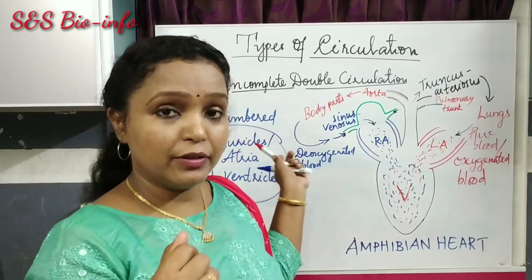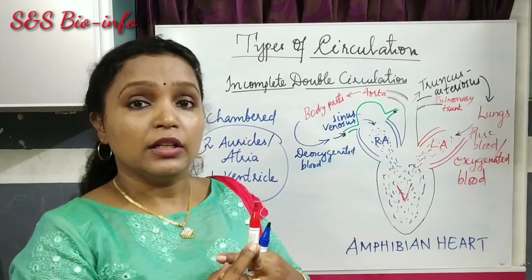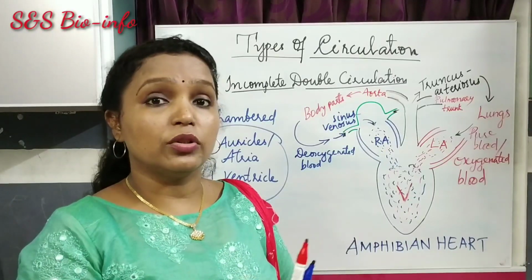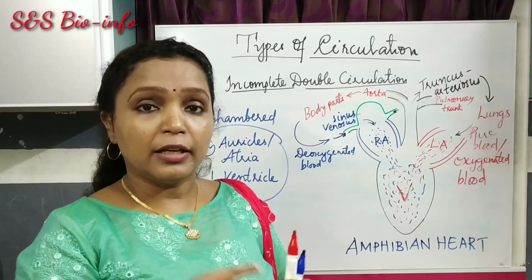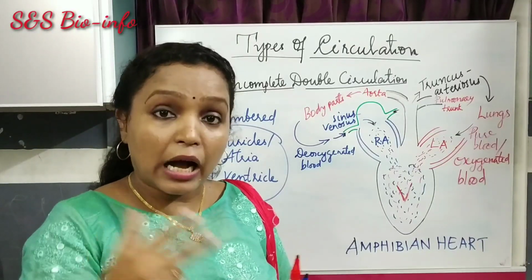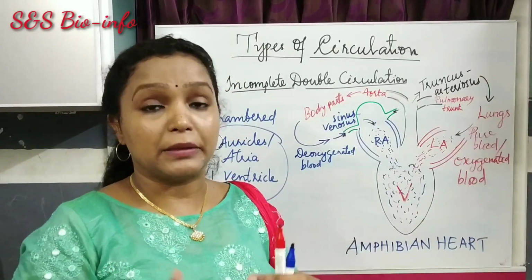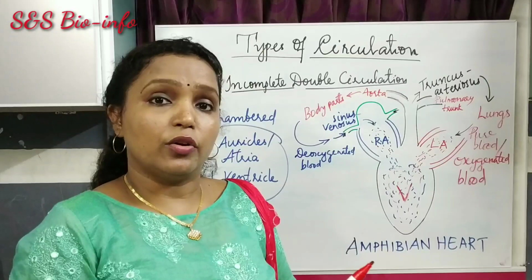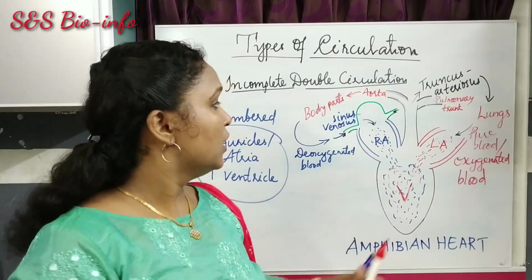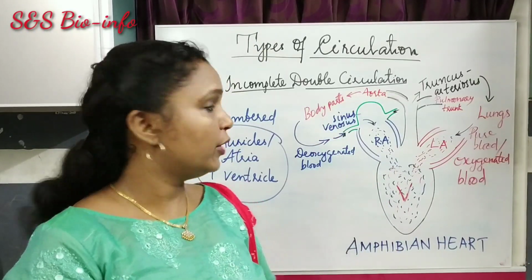But as they are amphibians and reptiles, they can tolerate this type of blood because they do not have much energy requirement for the body. Also, they are cold-blooded animals. That means their body temperature varies according to the environment. So they need not maintain a particular body temperature, and they don't need too much energy like mammals and birds. So they can tolerate a certain amount of mixed blood in the body.